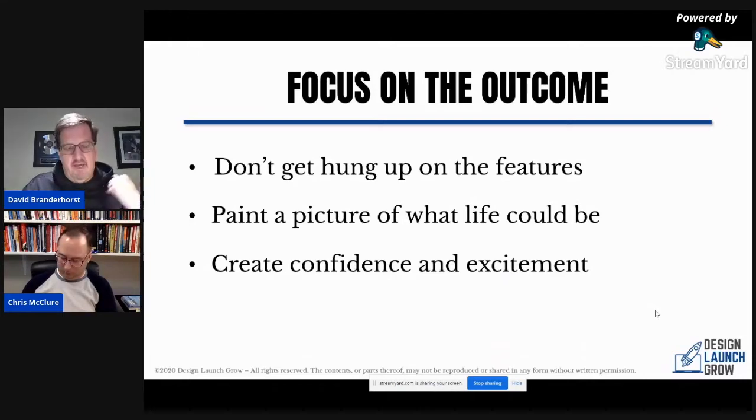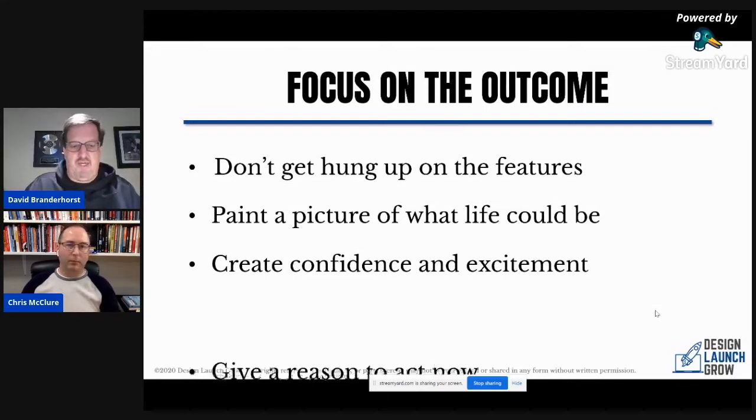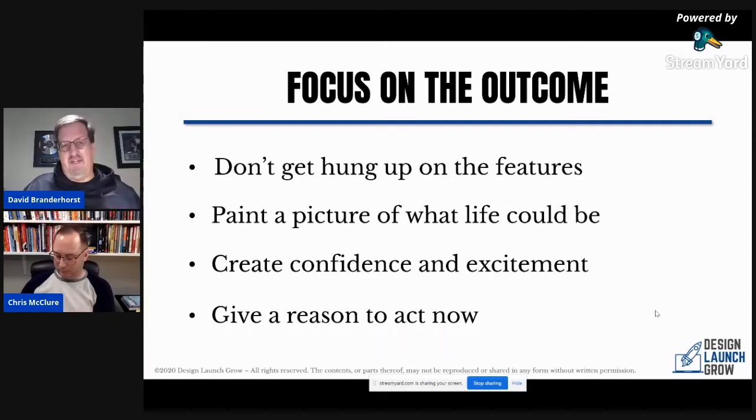If you can't get somebody excited, if you can't get them to feel confident that this is what I need, I can do this, this is the answer, they're not going to move. So you've got to get them to have that confidence, and that's all about overcoming objections and getting them to believe in your solution, and then getting them excited, getting them to feel like, yes, I want this. This is great. This is exactly what I need. And when you do that, that's when you get them to move. That's when you get them to take action.